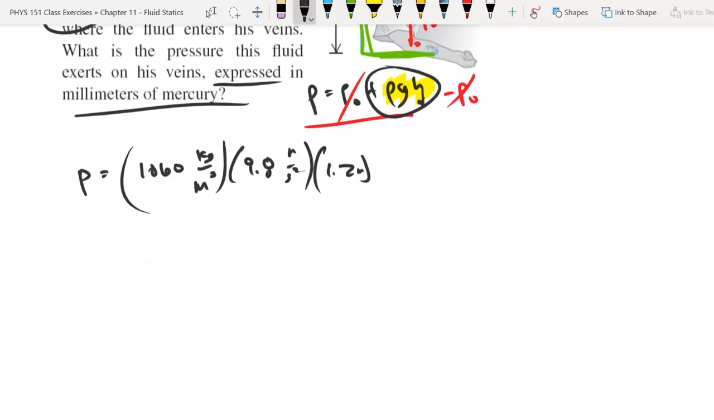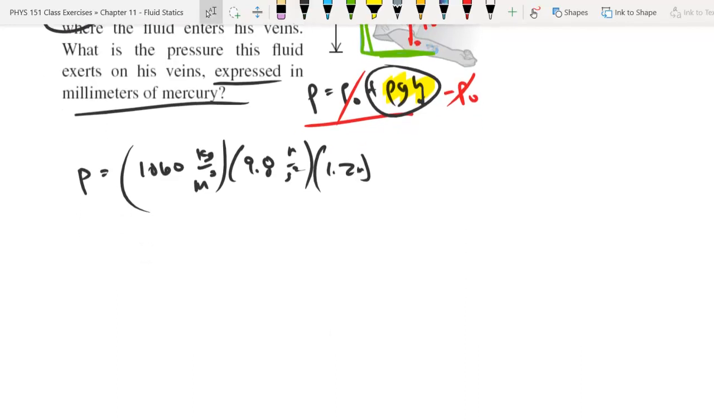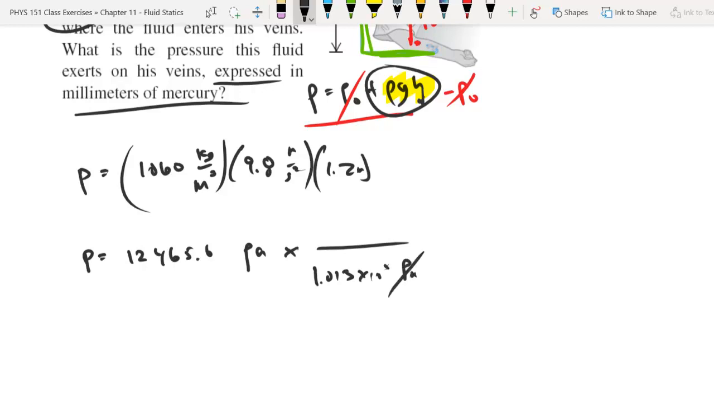So we end up here with the pressure in pascals, and this comes out to 12,465.6 pascals, or newtons per square meter. Of course, we want to convert this to millimeters of mercury, so I multiply by, on the bottom, 1.013 times 10 to the fifth pascals, so that this cancels, and then I have 760 torr, or 760 millimeters of mercury, on the top.